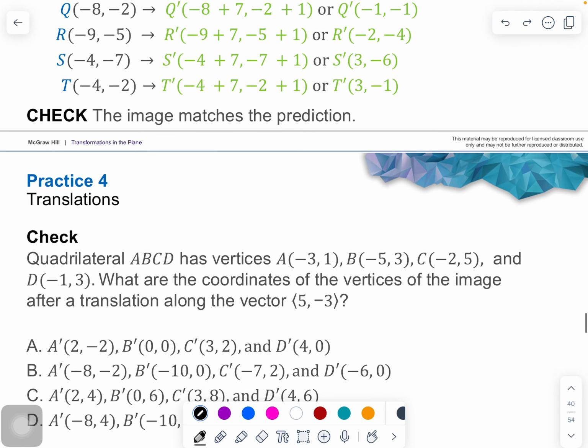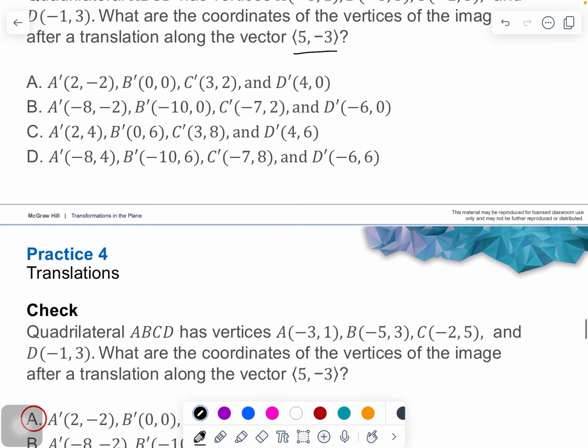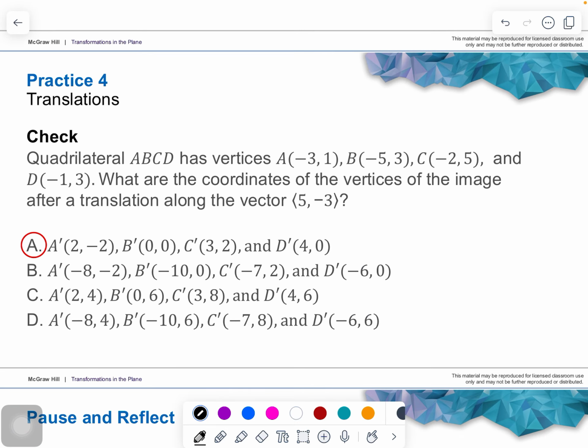Now the next one is our practice. So if you have quadrilateral ABCD with those vertices, which one of these will have a translation along vector 5, -3? Go ahead and pause me and figure it out. Did you find that it was at A? Hope so.